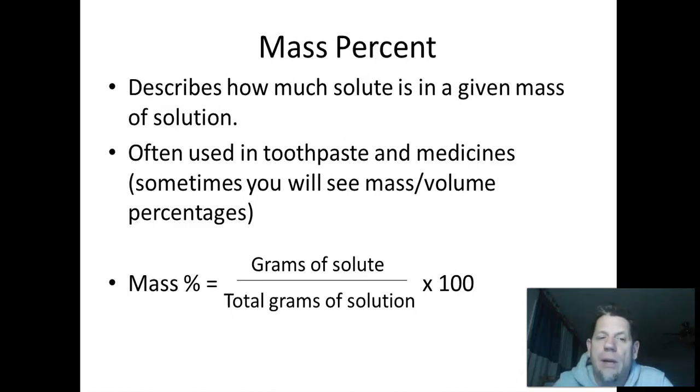So again, how many grams of solute do you have? That's what you need to know first. It doesn't matter what the solute is, or how big the particles are, whether it's dissolved or not. We're just looking at how many grams of solute divided by the total grams of solution. And since we're looking for percentage, you have to multiply that by 100.